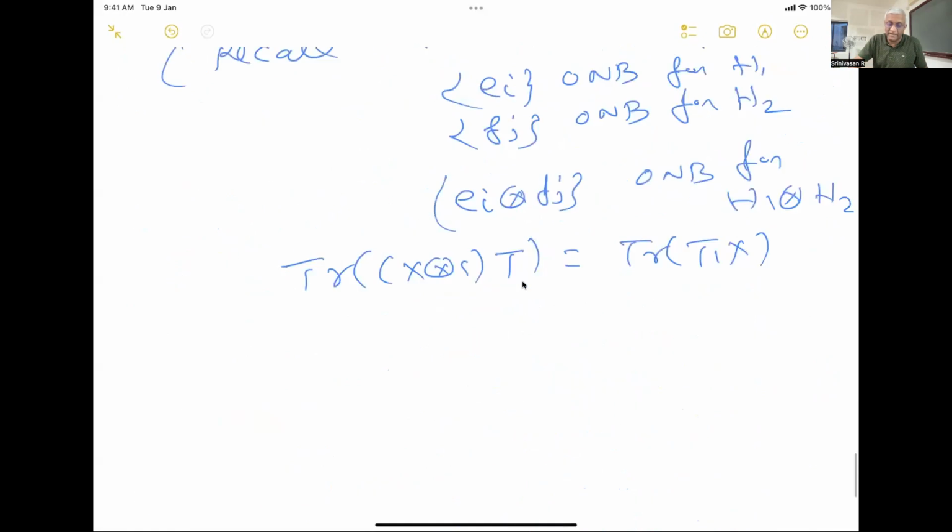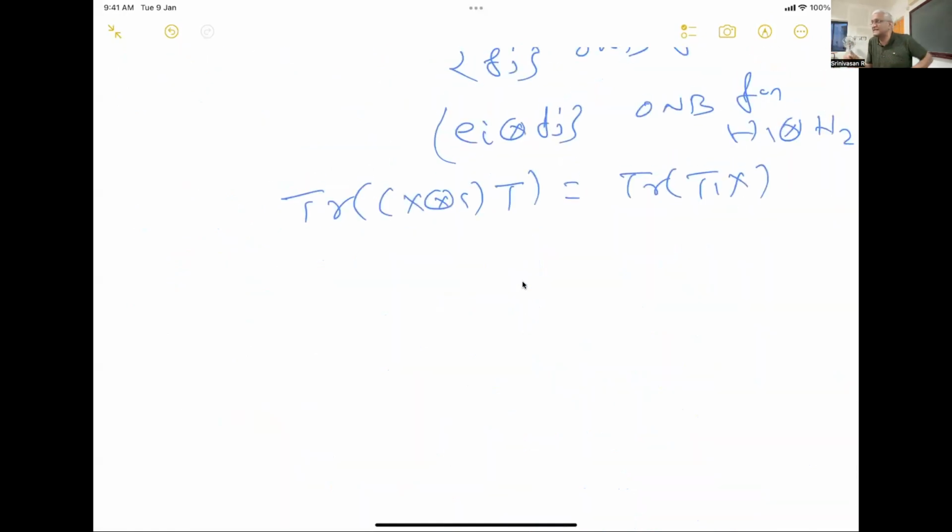Partial trace is called relative trace in mathematics. This is partial trace in quantum computation and physics. So this is a relative trace. And you can also call it a conditional expectation. This actually satisfies something called marginal.